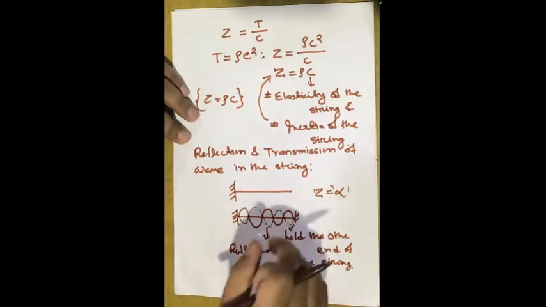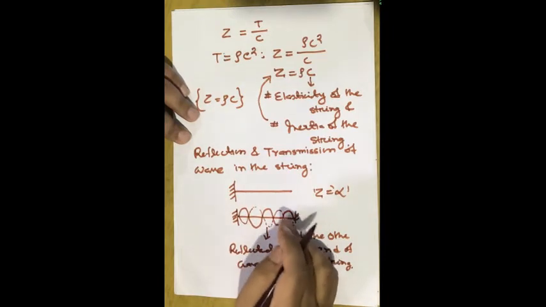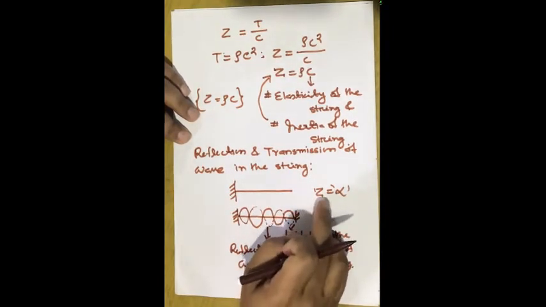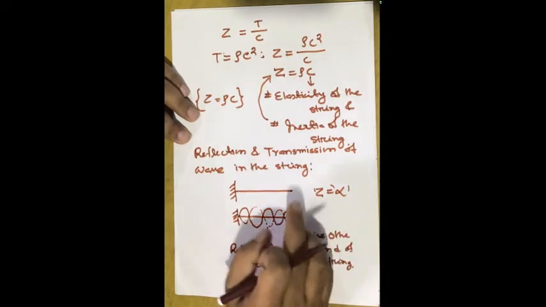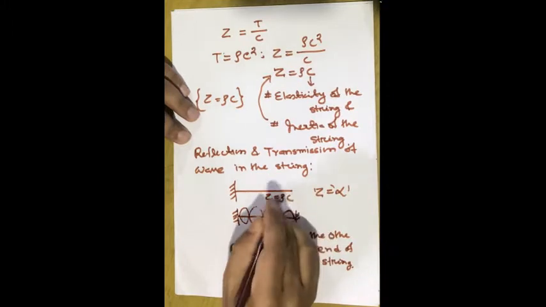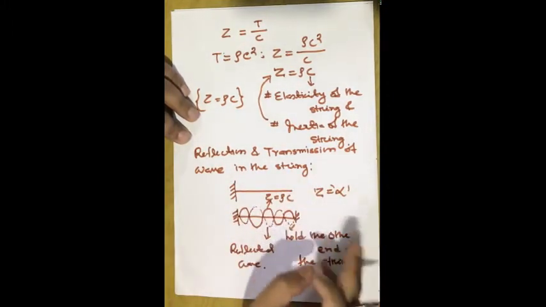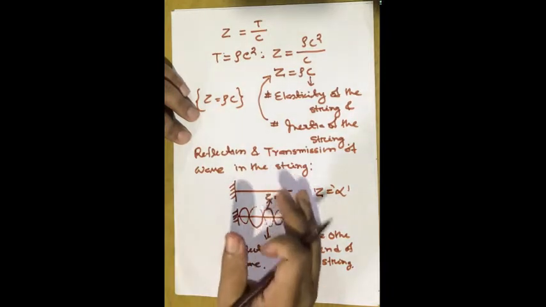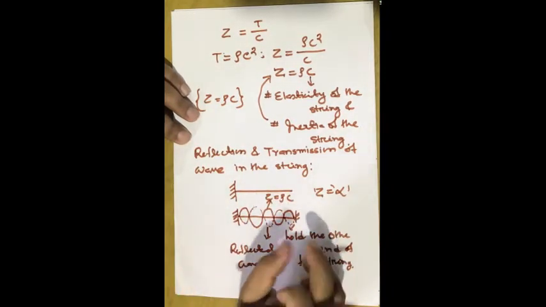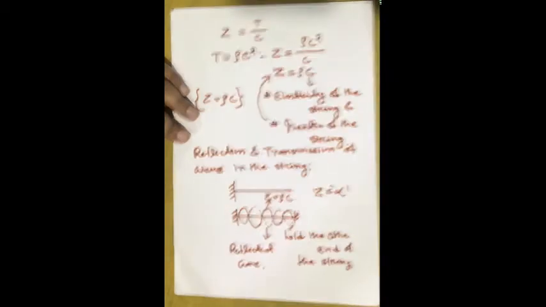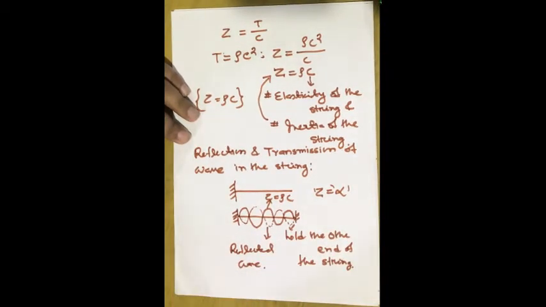Okay, so in this way the string wave, the transverse wave, will reflect if we put z equal to infinity at that point. Now you know that the string itself provides an impedance z equal to rho c, but it is not enough to reflect back the wave by itself. If we hold the other end of the string tightly, then z is equal to infinity, and the wave will reflect back from the other end of the string.